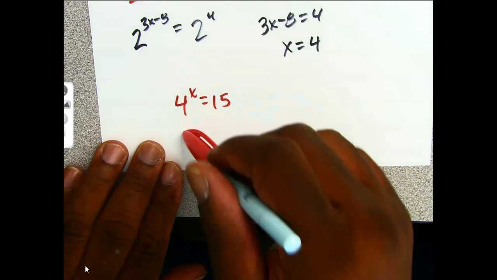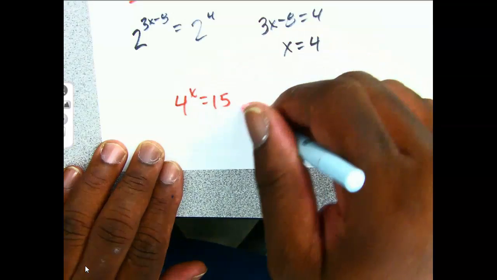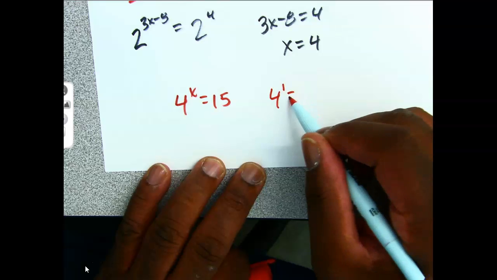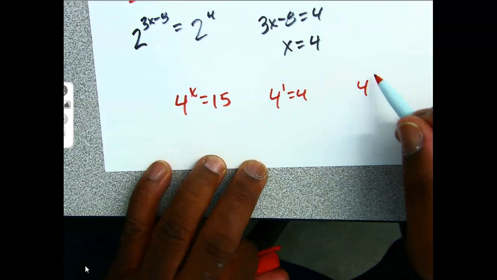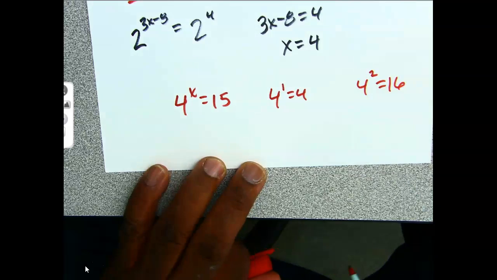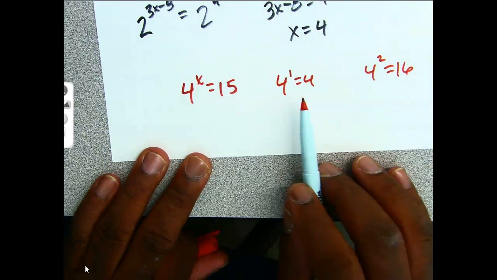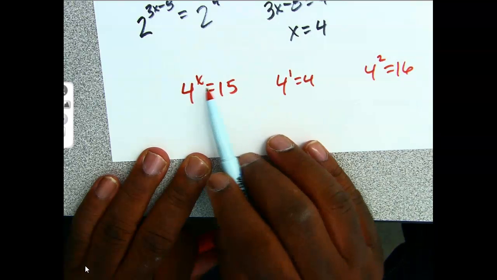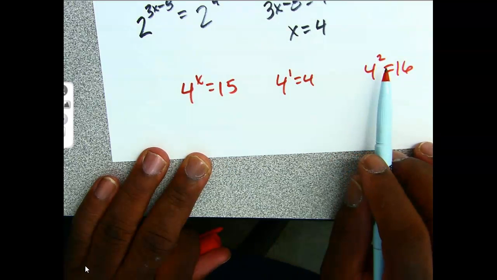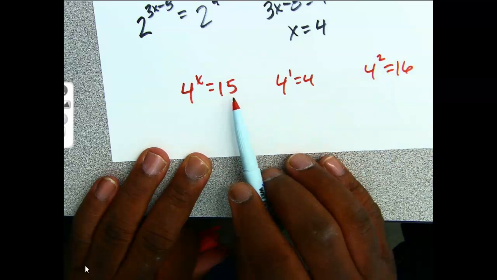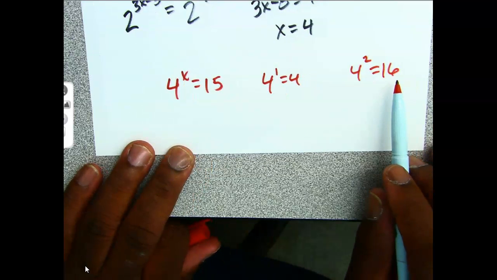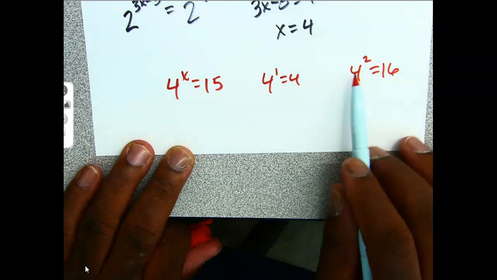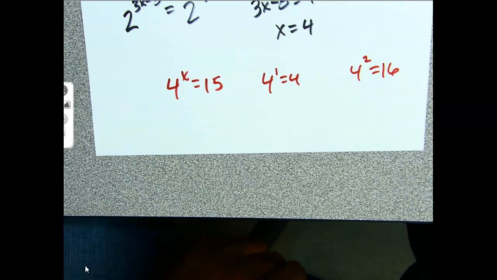So you're saying 4 to some power is going to equal 15. What I know is that 4 to the first is equal to 4, and 4 to the second power is equal to 16. 15 is in between 4 and 16, so I know my answer x will have to be between 1 and 2. Now 15 is a lot closer to 16 than it is to 4. So not only do I know that my answer will be between 1 and 2, I know it's going to be really close to 2.